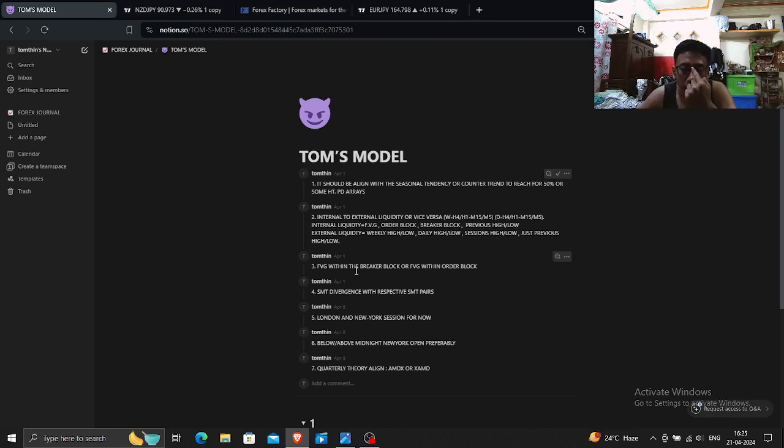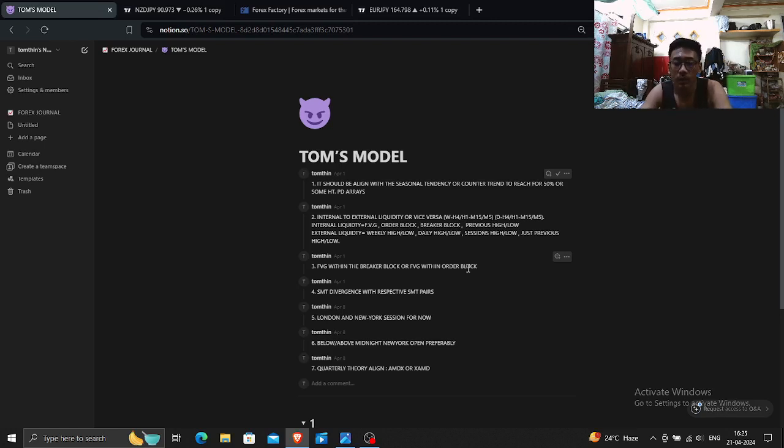Number three is an FVG within the breaker block or an FVG within the order block. When I find the setup, let's say for example it is on the daily time frame, I'm going to go down to the 1 hour time frame. In that 1 hour time frame, I want to see a structure shift and actually create a PD array. What I mean by PD array is either a breaker block, order block, or fair value gap.